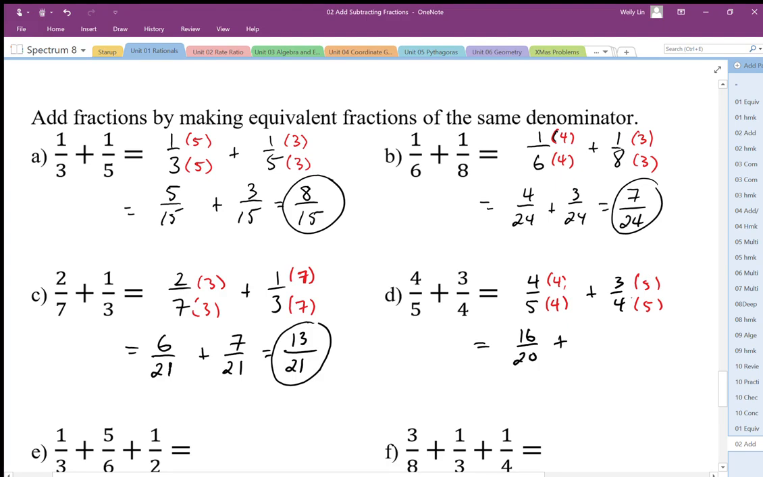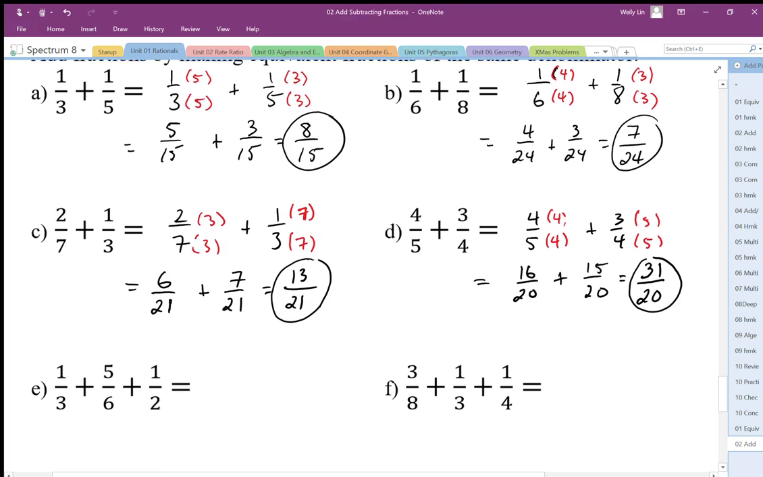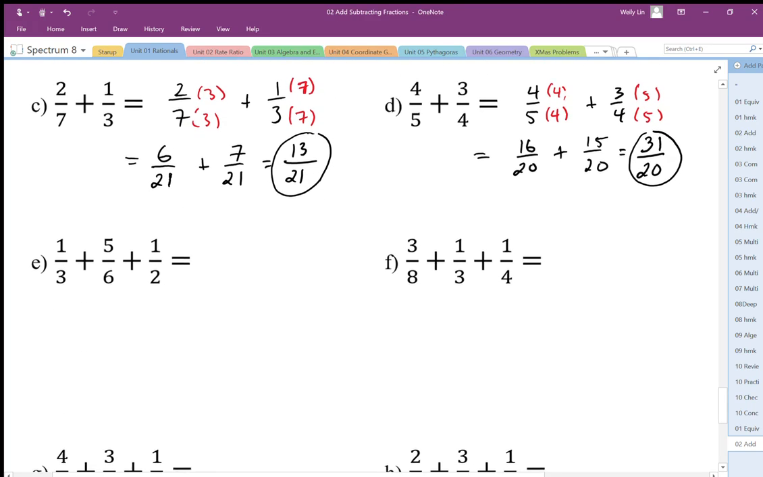Here I'm going to do 15/20. Okay, that's going to be the same as 75%. And together I end up counting 31 pieces, and the size of the pieces doesn't change. Okay, they are 20ths. And again, if I can reduce these fractions, I should reduce these fractions.